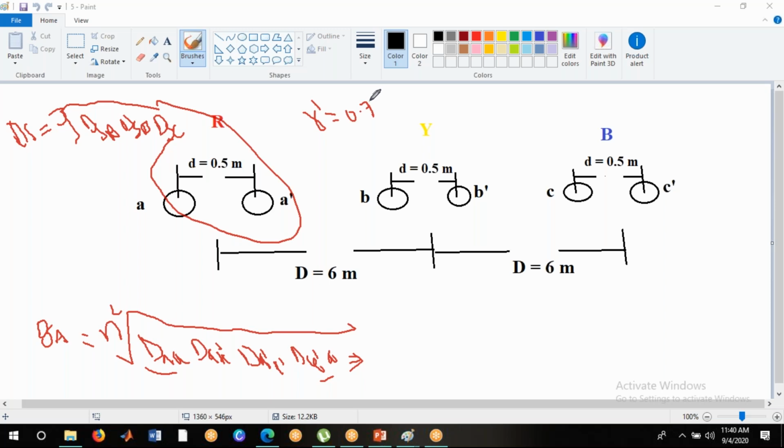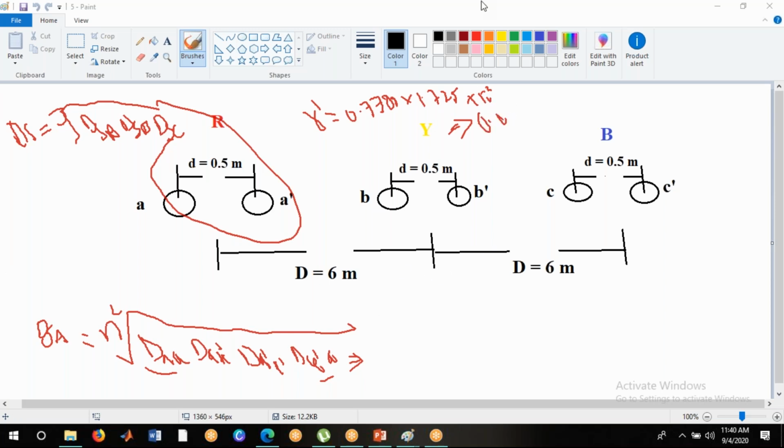So R dash is 0.7788. What is the radius of the strand given? 1.725 into 10 power minus 2. Find the value of R dash. It is 0.013, right? So R dash is 0.013.